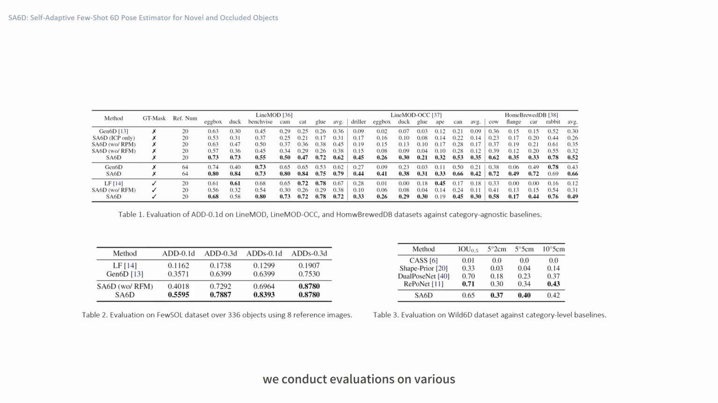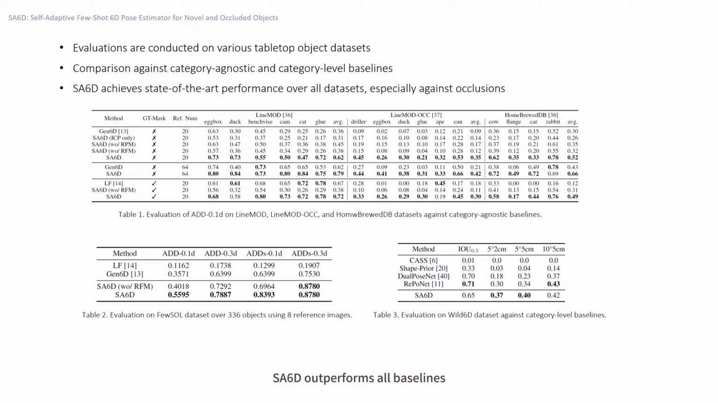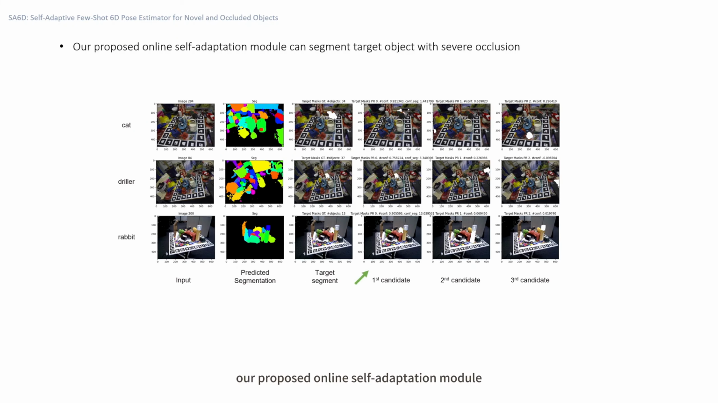We conduct evaluations on various tabletop object datasets, which have never been shown during training, and compare against category-agnostic and category-level baselines. SA6D outperforms all baselines, especially against occlusion, although it is not trained specifically on each category like category-level baselines. We show examples that our proposed online self-adaptation module can segment the target object with severe occlusions and with an explainable confidence score by computing the similarity.